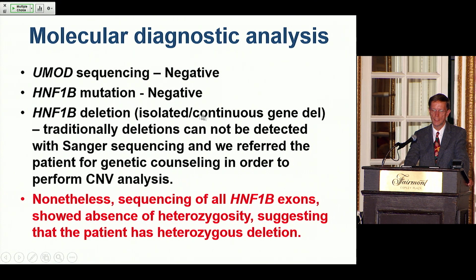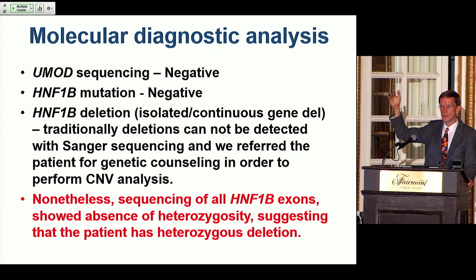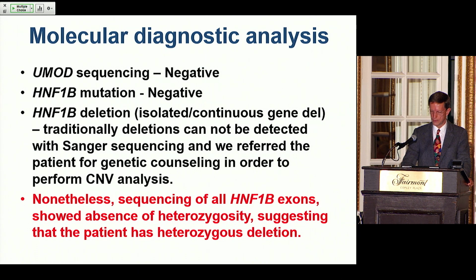However, we found in the exome that there was a run of homozygosity in the region of the HNF1 beta gene where all the alleles were the same, but we know that there's a high frequency of heterozygous deletions. And in fact, this turned out to be a long heterozygous deletion where one copy of the HNF1 beta gene was deleted.